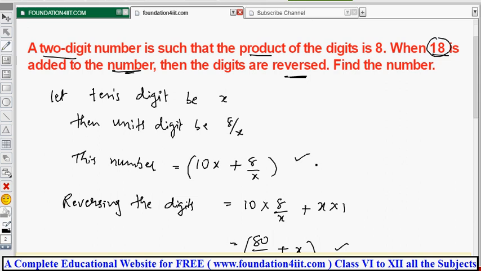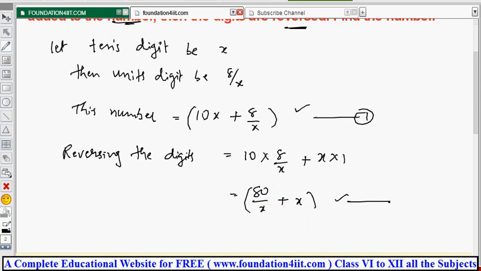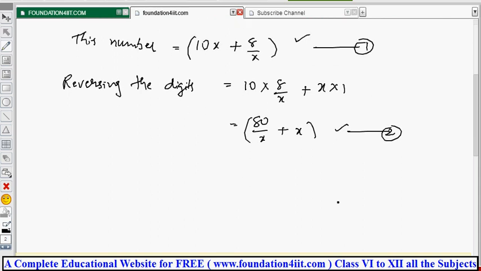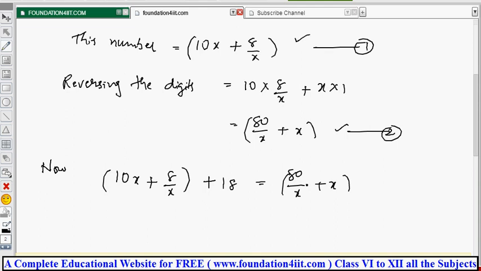So for the first number, for this statement, if I add 18, we'll get this second number, right? That is from the condition. Now according to the second statement, the number is 10x plus 8 by x. For this, when I add 18, the digits will be reversed. That becomes 80 by x plus x. Yeah. Now this is the condition.